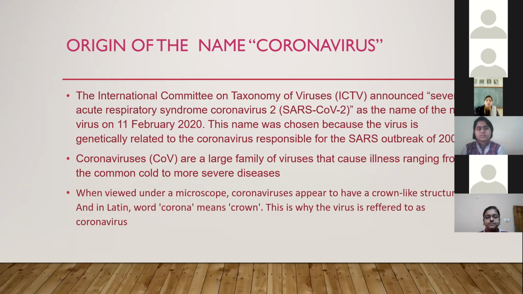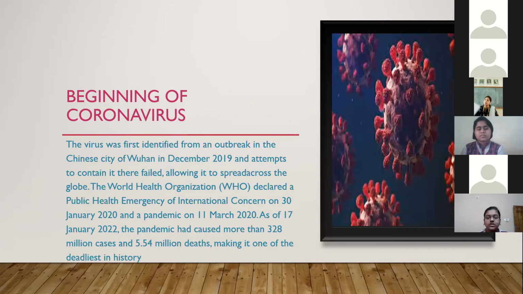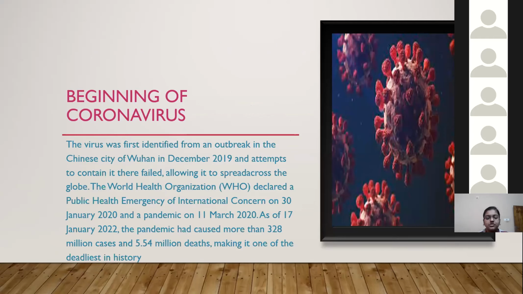Beginning of the coronavirus. The virus was first identified from an outbreak in the Chinese city of Wuhan in December 2019, and attempts to contain it there failed, allowing it to spread across the globe. The World Health Organization declared a public health emergency of international concern on 30 January 2020 and a pandemic on 11 March 2020. As of 17 January 2022, the pandemic had caused more than 328 million cases and 5.54 million deaths, making it one of the deadliest in history. Now I request my friend Sampada to proceed with the presentation further.